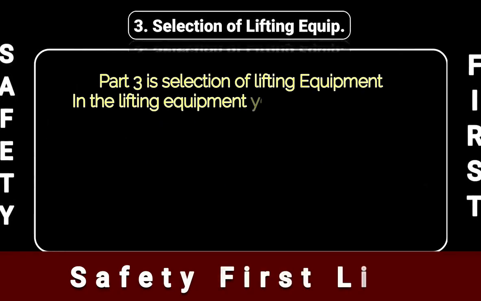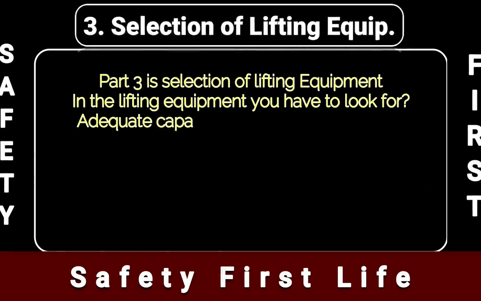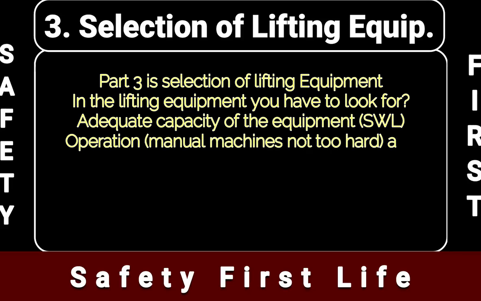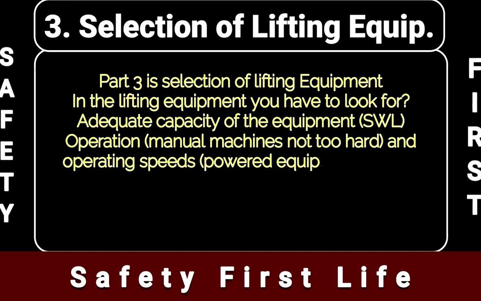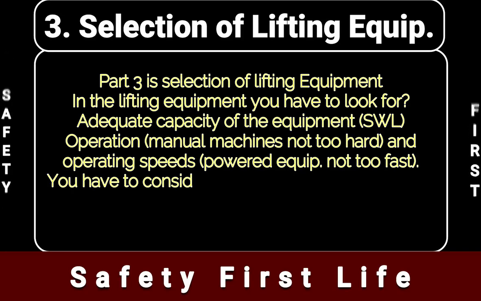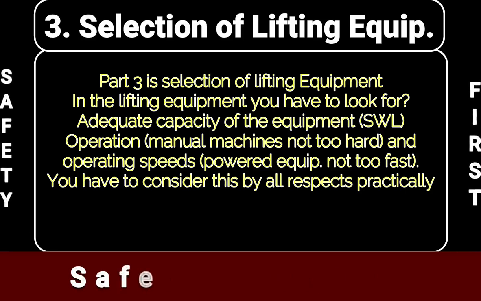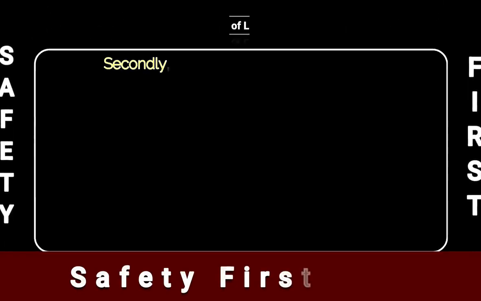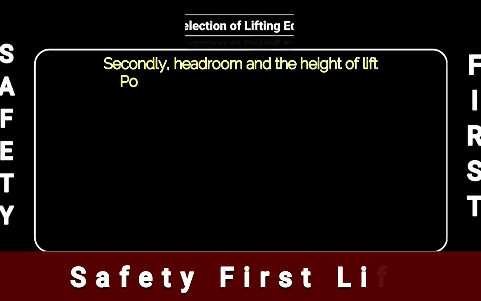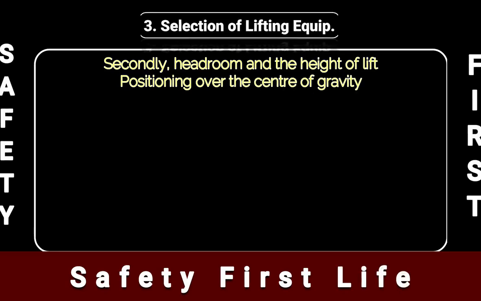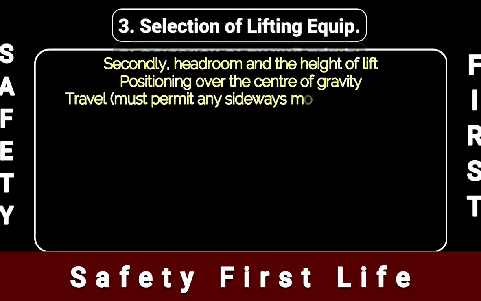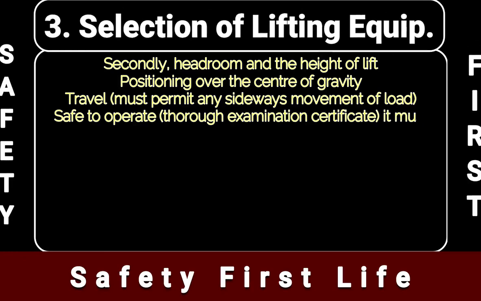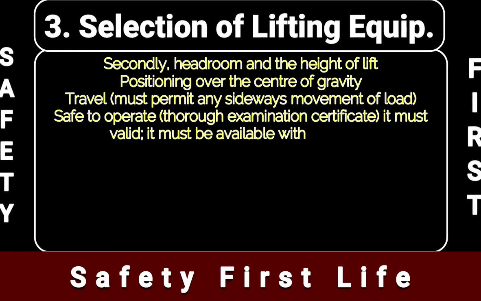In the lifting equipment, you have to look for adequate capacity of the equipment, safe working load, operation of manual machines not too hard, and operating speeds for powered equipment not too fast. You have to consider this in all respects, practically when you are at site, by operating the crane with the help of the operator. Secondly, headroom and height of lift, positioning over the center of gravity. Travel must permit any sideways movement of the load. Safe to operate: the thorough examination certificate must be valid and must be available with the crane.